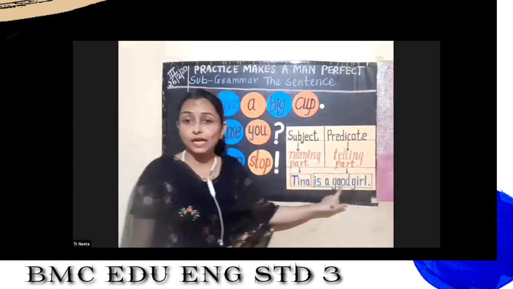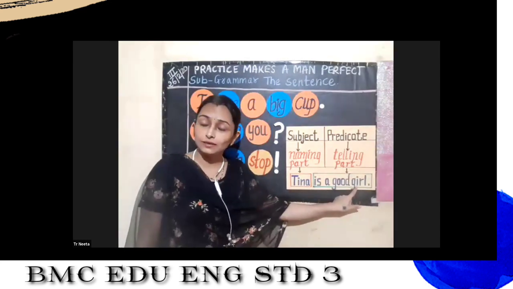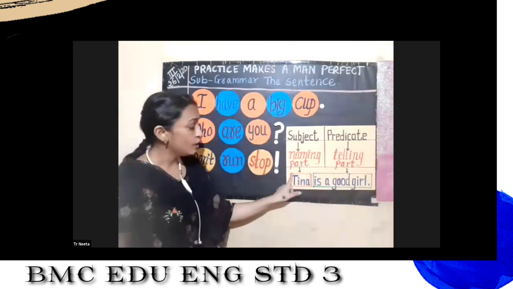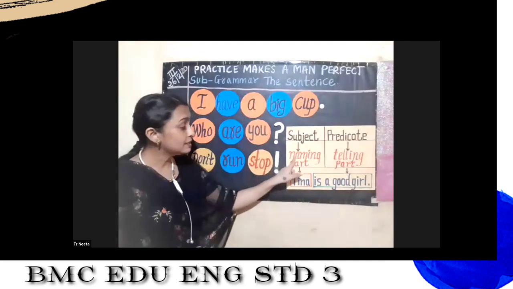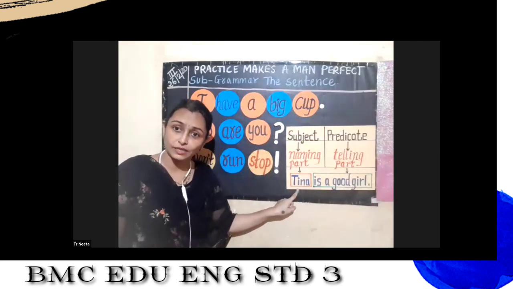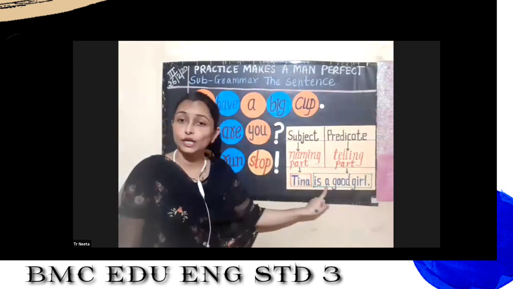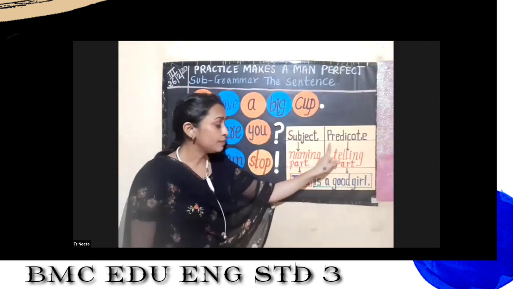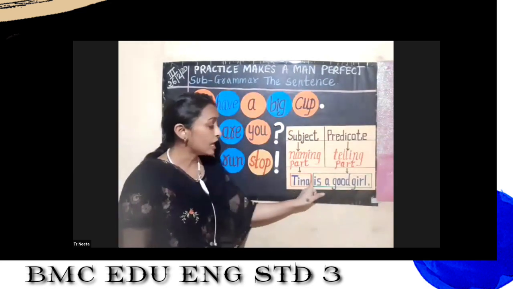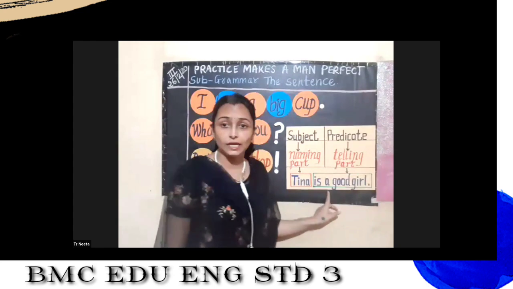I have given you one example. For example, Tina is a good girl. Here Tina, which I have marked with red color, is the name, the noun. So Tina is the subject. Now what does the predicate mean? It is telling about Tina, that she is a good girl. So what I have marked with green color is the predicate, right?